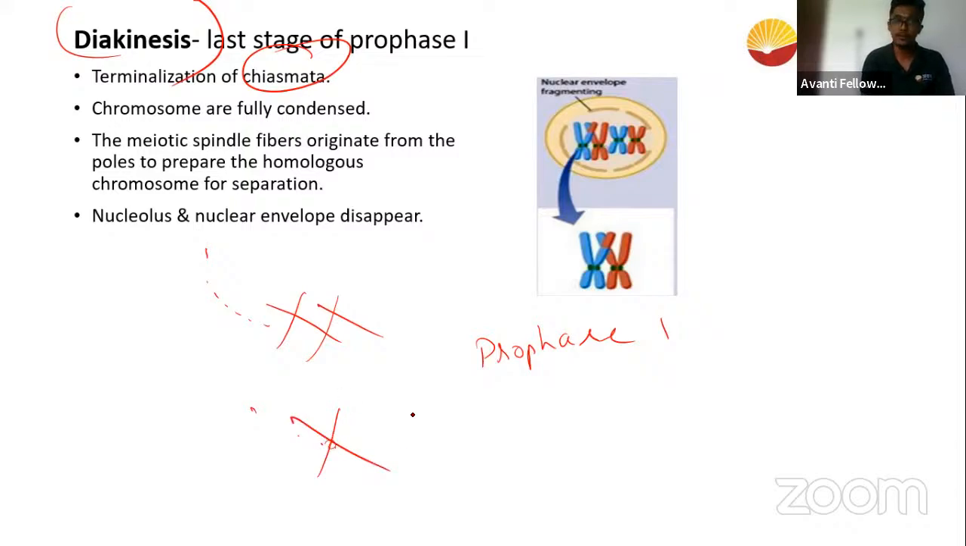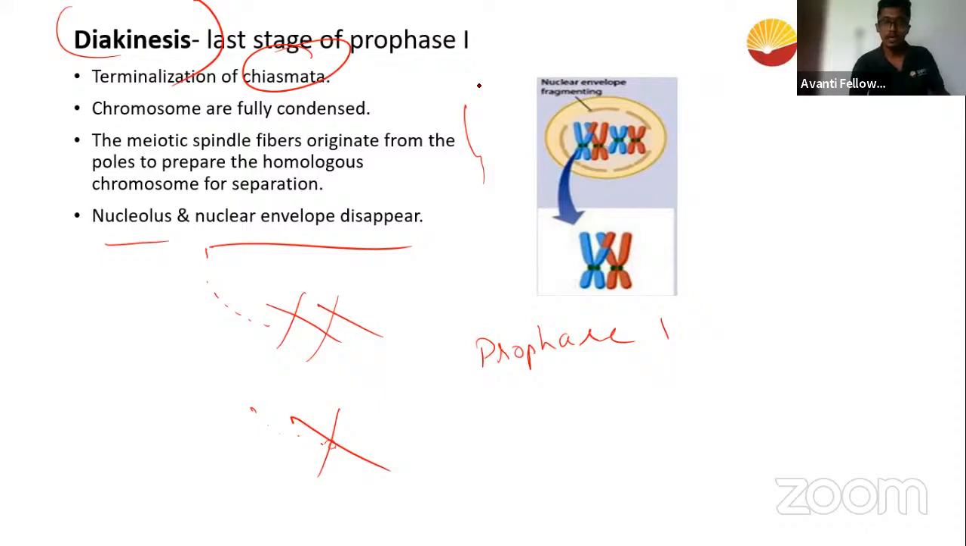For its separation. Now, by the end of prophase, you can see that the nucleolus has disappeared. The nuclear envelope also disappeared. Cell organelles also disappeared. Did you guys understand? I'm sorry if I prolonged. I hope that this eased your understanding of meiosis one, prophase one, which is a very important phase. Please go through the diagrams.